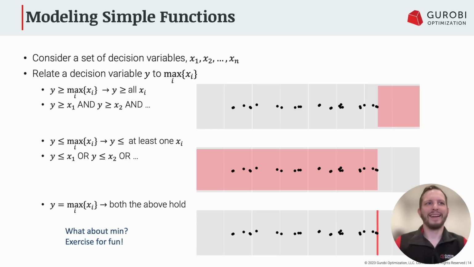So you may be asking, okay, what about the minimum? How does that work? That's an exercise for fun. So I encourage you to think about what relating a decision variable y to the minimum across the set would look like and how that would play out for y being greater than the min, less than the min, and equal to the min. I'll give you a hint about the equal part. It's exactly the same as below, but the other ones are slightly different. So a good exercise to go through.